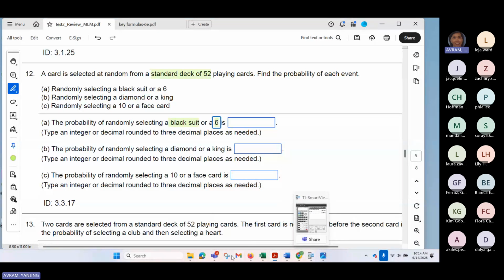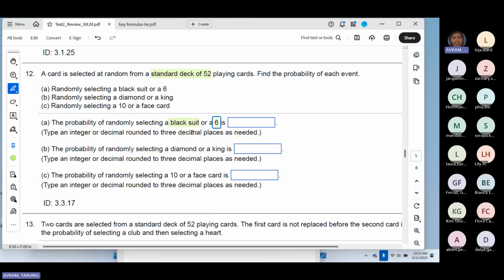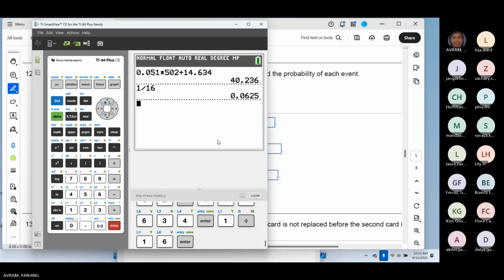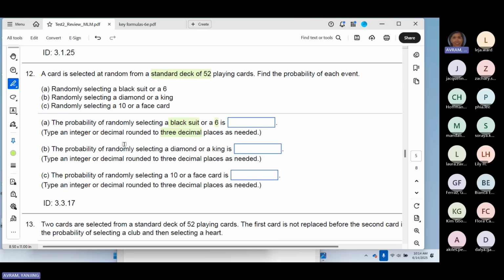28 out of 52. And then you round to 3 decimal places. So 28 out of 52 is 0.538. You round to 3 decimal places. Since the fourth digit is 4, you round it down. All right, so that is how you do this one right here.